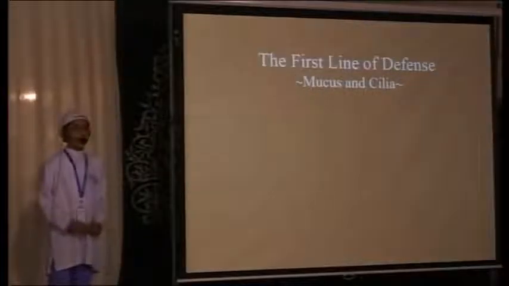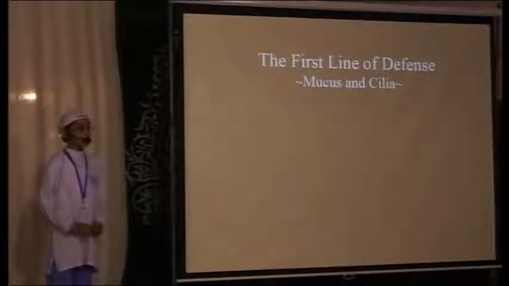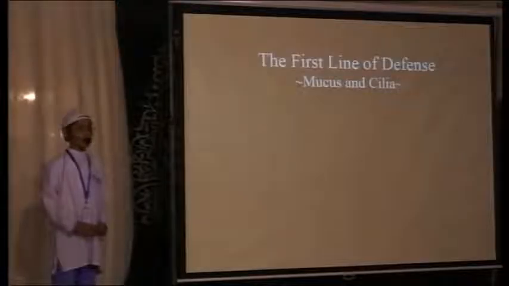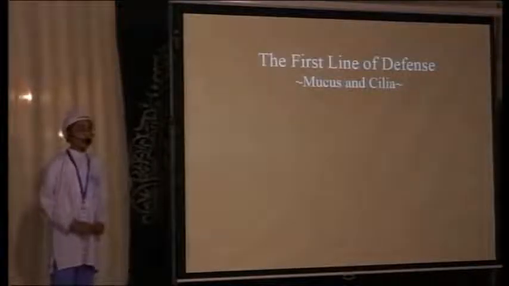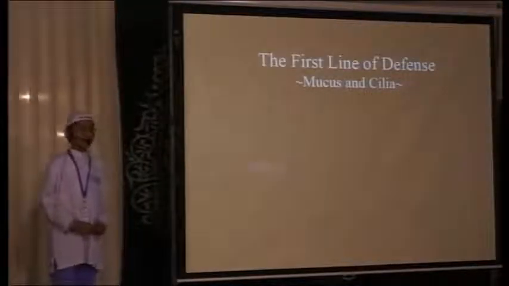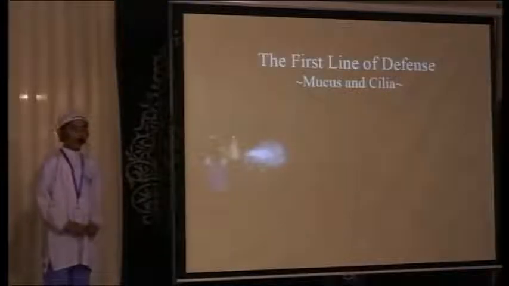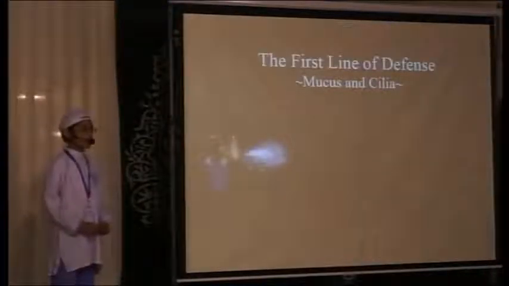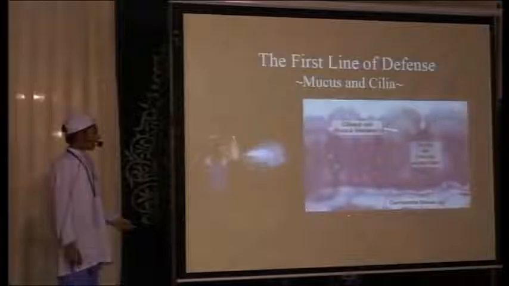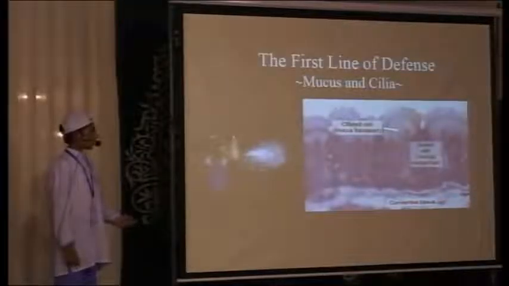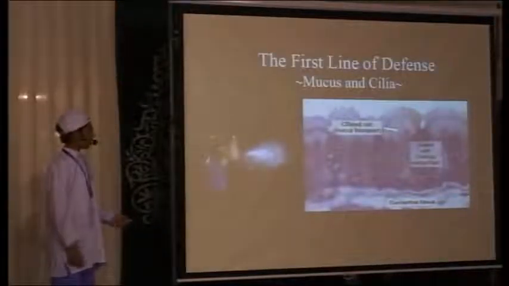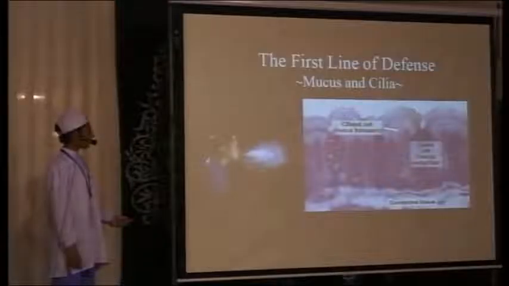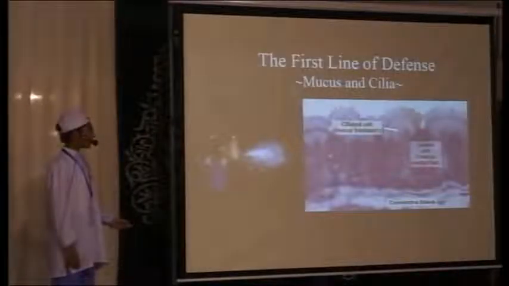Mucus and cilia. As you breathe in foreign particles, bacteria bump into mucus throughout your respiratory system and become stuck. Hair-like structures called cilia sweep this mucus into the throat. In the base we have connective tissue. Above we have 2 cells. Ciliated cells which transport mucus, goblet cells which produce mucus.